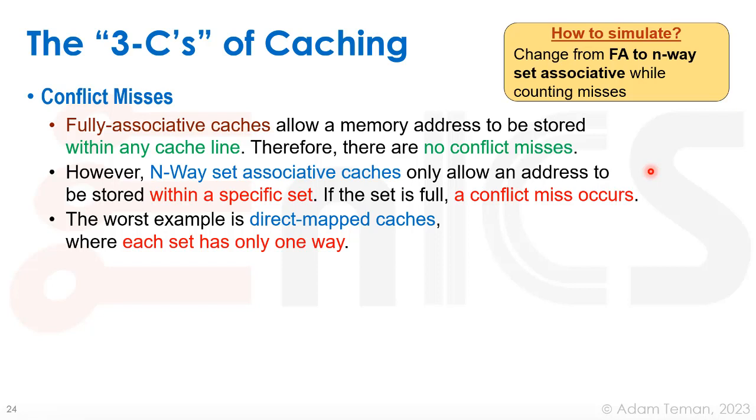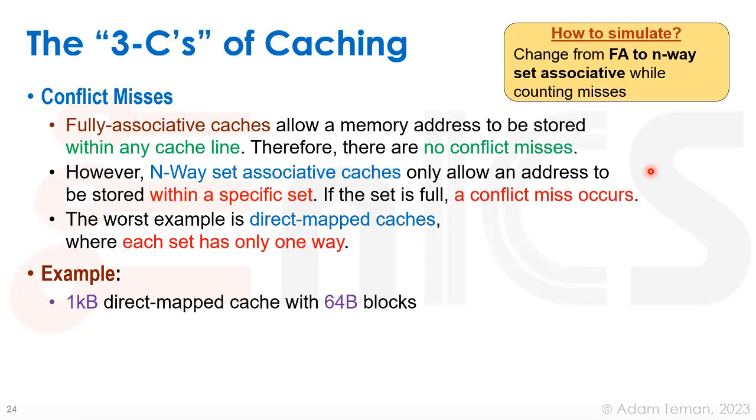And so first of all, how do we simulate the effect of conflict misses? If we change from fully associative, where we have no conflict misses, and go down to whatever n-way we want, every single miss that we add is due to the change in associativity. So let's see an example of conflict misses in direct map caches.